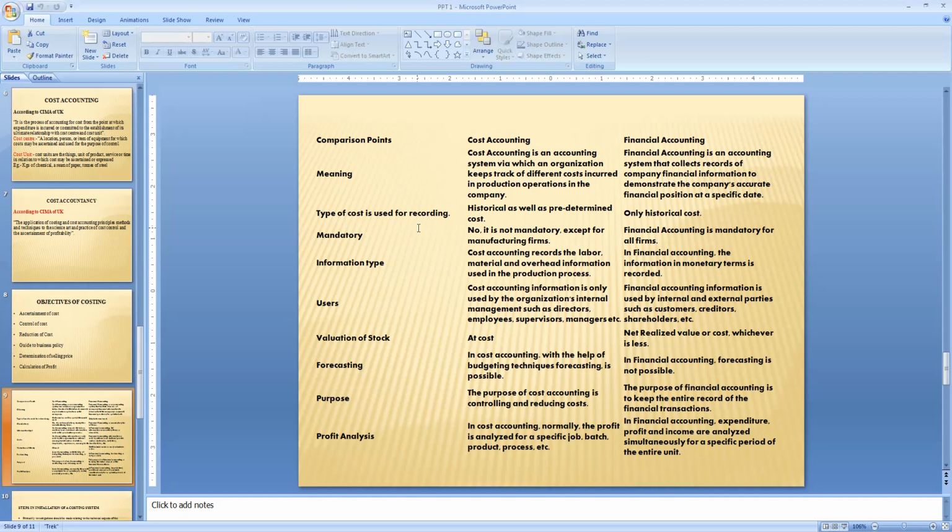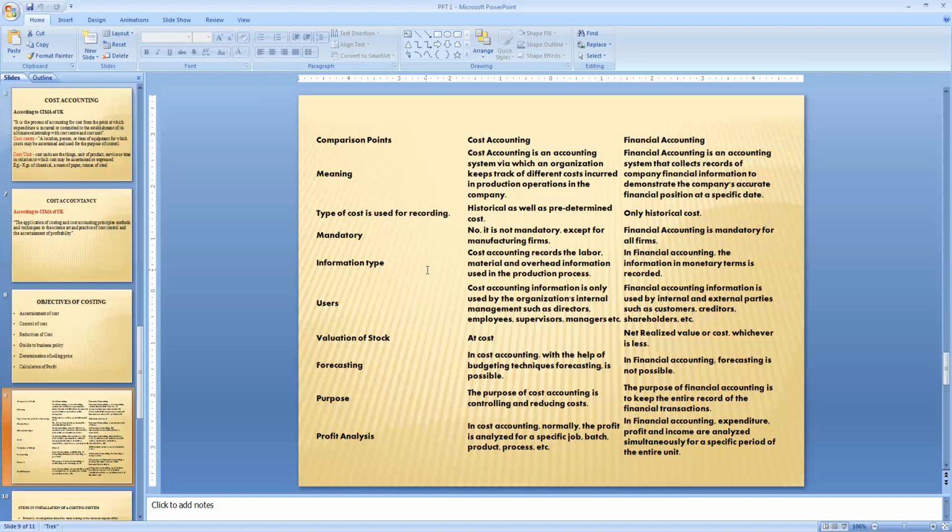And the second difference is historical cost or predetermined cost. Here, not only historical cost but also predetermined cost will be considered. But in financial accounting, only historical cost will be considered for the study. And the next difference: maintenance of cost books or cost records is not mandatory except for manufacturing concerns. But the maintenance of financial accounting books or records is mandatory for all types of firms.